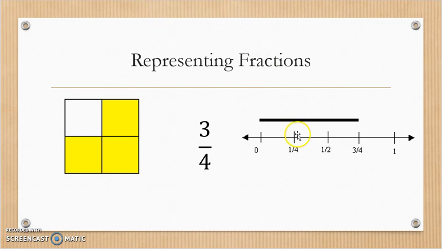On the right side, we have a measurement model. A measurement model is when you are using a linear representation to model. So here we have a number line that is divided into fractional increments, each representing 1/4. In order to show 3/4, there is a line at the top spanning the length of 3 1/4 increments, which means this line would total 3/4.